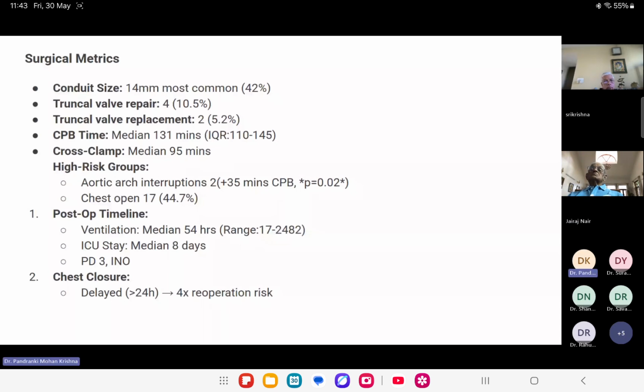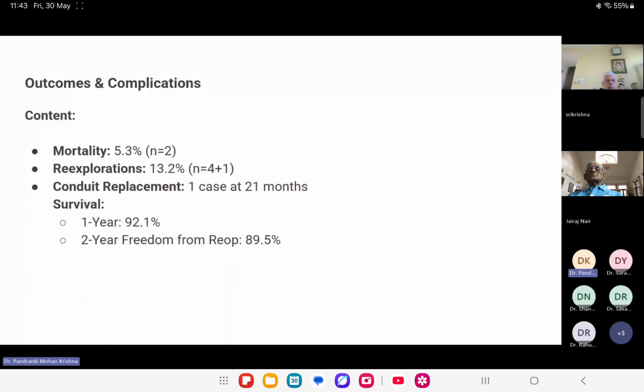Mortality is around 2 cases, that is 5.3%. Re-explorations are 13.2%. Conduit replacement at 2-year follow-up was in 1 case, at 21 months. Survival at 1 year is 92.1%, and 2-year freedom from reoperation is 89%.